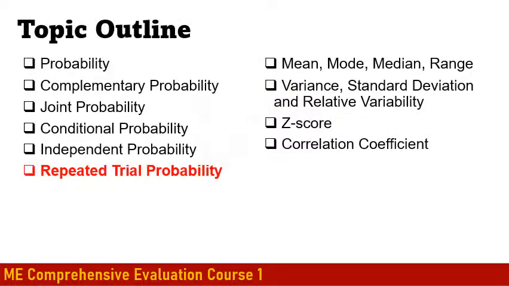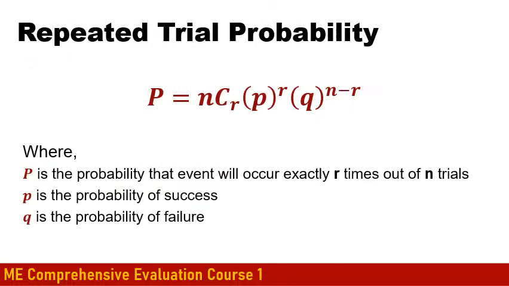Let's move forward to the last topic under probability, which is the repeated trial probability. Repeated trial probability is defined this way, where P is the probability that an event will occur exactly r times out of the n trials. Thus, you can use this formula when there are a number of trials and when you are looking for the probability of a successful event, where p is the probability of success and q is the probability of failure.